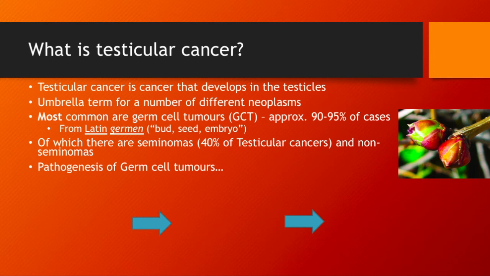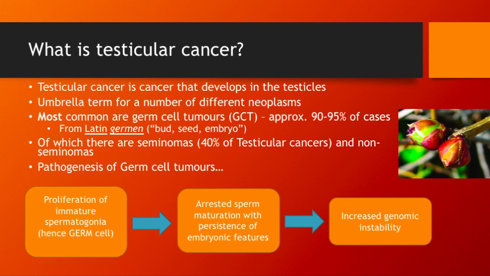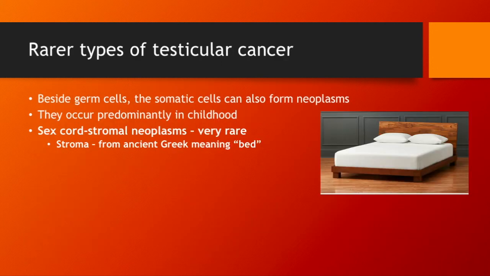Regarding the pathogenesis of germ cell tumours, it is thought that they result from the proliferation of immature spermatogonia, as well as arrested sperm maturation and persistence of embryonic features, leading to subsequent genomic instability. We'll go through more of that later. But first, let's just quickly gloss over rarer types of testicular cancer.